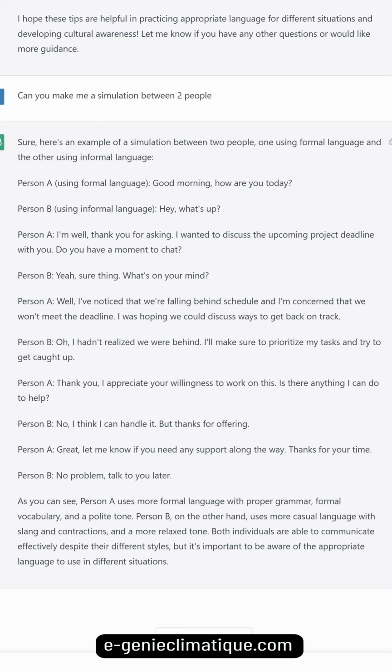As you can see, Person A uses more formal language with proper grammar, formal vocabulary, and a polite tone. Person B, on the other hand, uses more casual language with slang and contractions, and a more relaxed tone. Both individuals are able to communicate effectively despite their different styles, but it's important to be aware of the appropriate language to use in different situations.